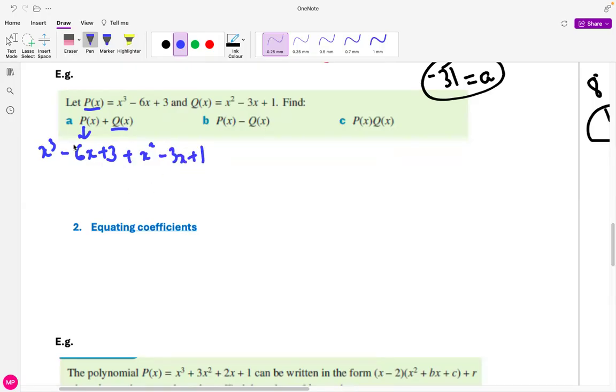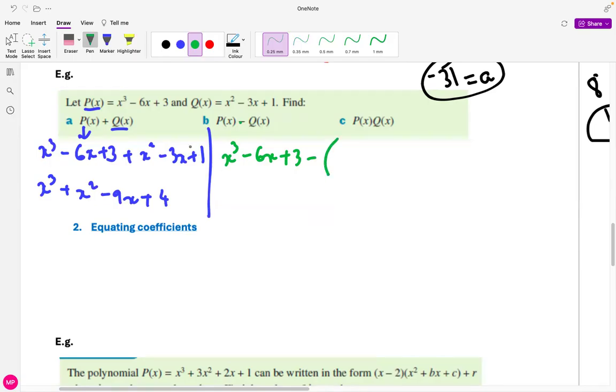And then you would just collect like terms. So x cubed plus x squared, minus 6x minus 3x gives minus 9x, and 3 plus 1 equal 4, like that. All right. For b, instead of plus, you minus this time. So p of x is x cubed minus 6x plus 3. Now this time you take away. So when you take away, it needs to be take away of the whole thing, okay?